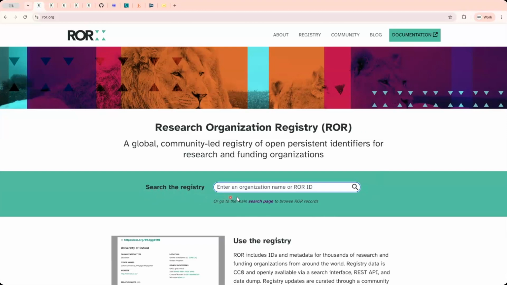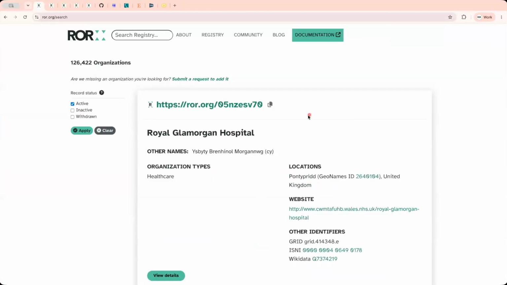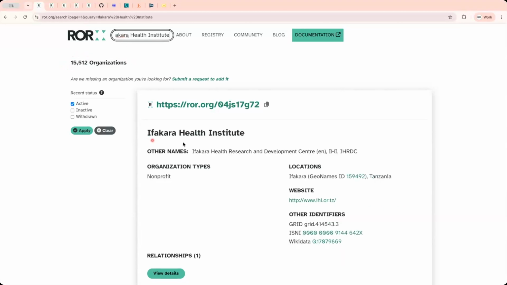You can search right from our homepage at ROR.org, or you can go directly to ROR.org/search. With over 126,000 organizations in the registry, there's a good chance the organization already has a ROR ID. Say that you plan to request a ROR ID for the Ifakara Health Institute. Let's search to see if it already has a ROR ID. Yes, it does. That means you don't need to request a ROR ID for it.